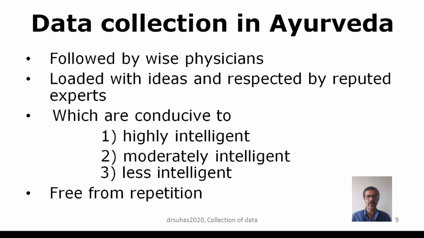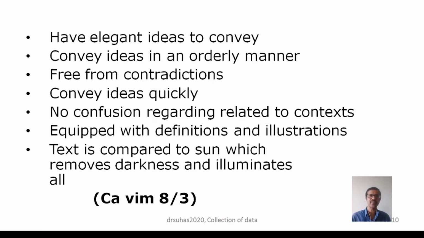This information is loaded with ideas and respected by reputed peer reviewers or the experts. The information that is given should be suitable for various types of intelligence. It should be suitable for highly intelligent people, moderately intelligent people, as well as less intelligent people. And this information should be free from repetitions, and have elegant ideas to convey to the people as well as to the researcher.